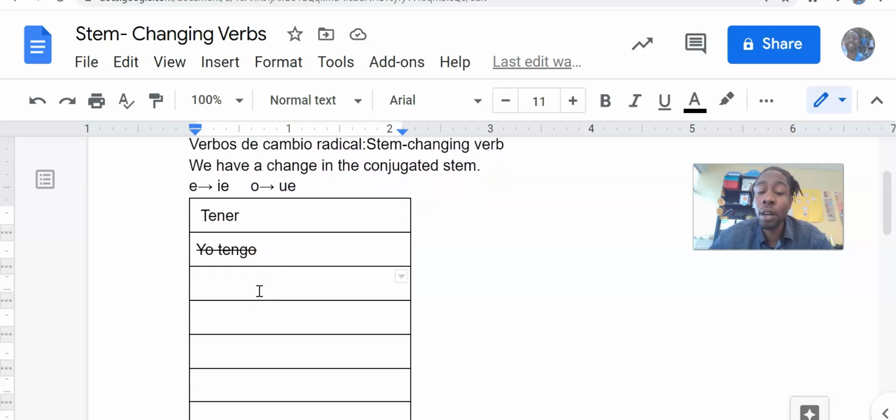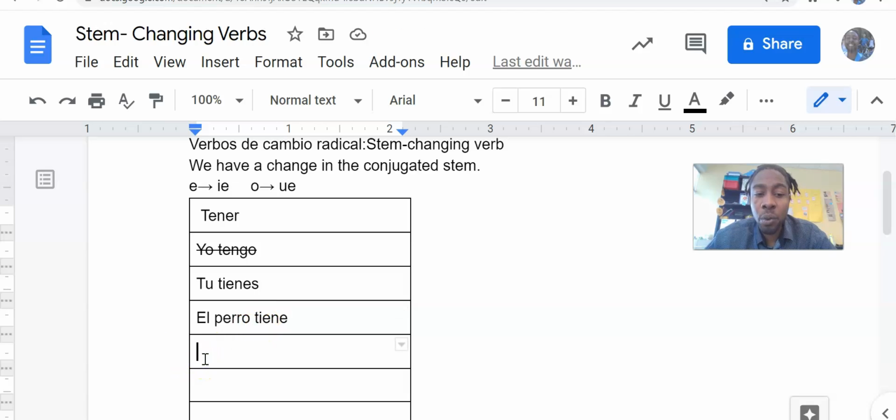But as we continue on, we have tú tienes. Please notice how the E here in tener is now IE here. When we talk about él or ella, we say tiene. So I'll do el perro tiene, the dog has. Again, el e ya es un ie aquí en el raíz de la palabra.